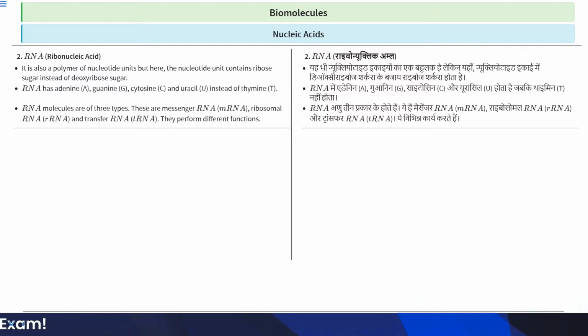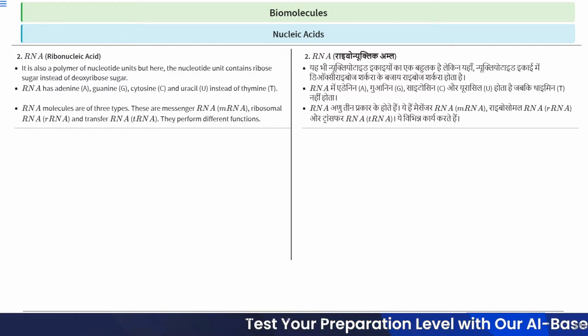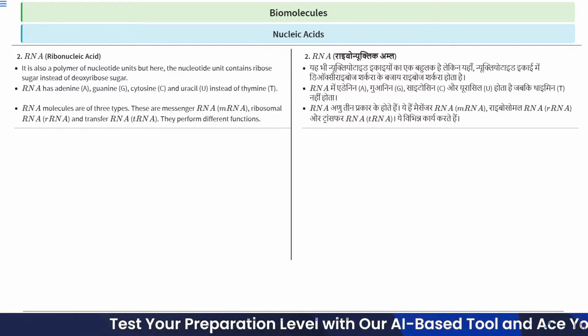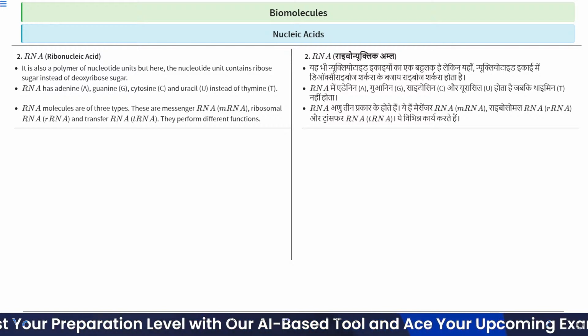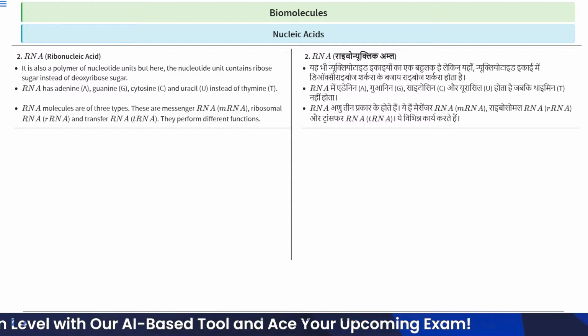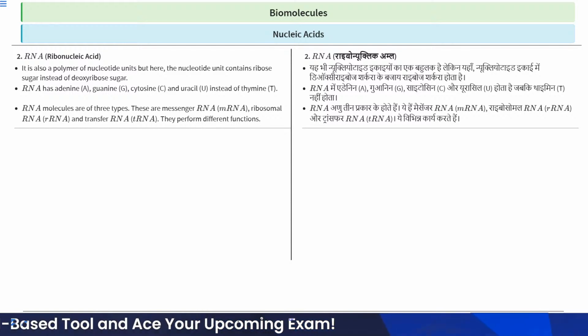RNA molecules are of three types. These are messenger RNA, mRNA, ribosomal RNA, rRNA, and transfer RNA or tRNA. As they have different names, they perform different functions in our body.